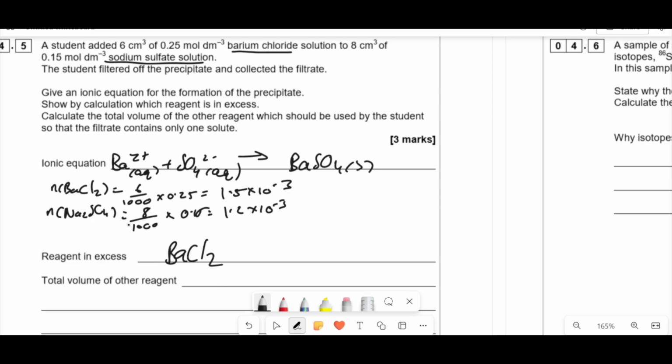So in order to have the Na2SO4, we've got to match the number of moles of the Na2SO4. If we do that, now you're going to work out your volume using moles over concentration, instead of concentration going moles over volume. And that gives you a new volume of 1.5 times 10 to the minus 3, the moles we want the BaCl2 to react, over 0.15. If we do that, we get 0.01 decimeters cubed. If you convert that to centimeters cubed, that is 10 cm cubed.